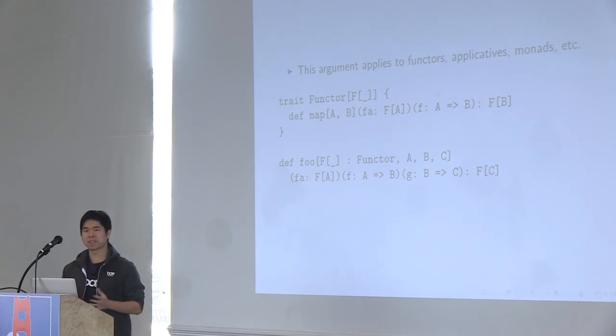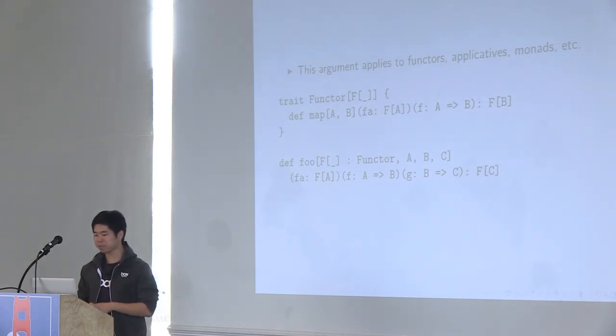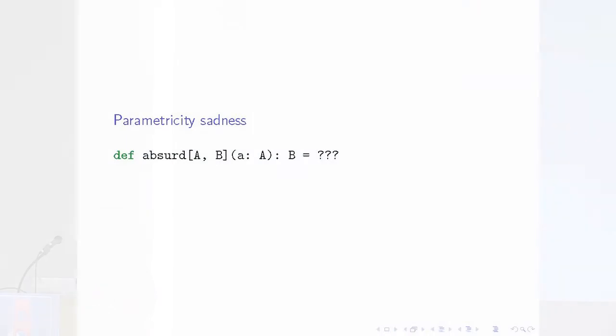So parametricity is nice. With parametricity, we can write extremely generic functions, and we can also guide ourselves toward the implementation of a function and sort of rule out things a particular function can or cannot do based solely on its type signature. However, there is some sadness here.